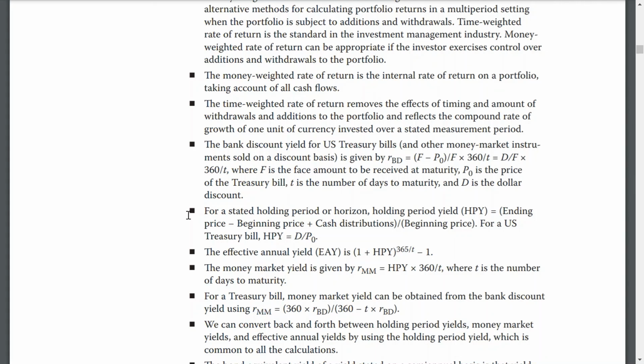The bank discount yield for U.S. Treasury bills and other money market instruments sold on a discount basis is given by RBD equals F minus P0 divided by F, multiplied by 360 divided by T, equals D divided by F multiplied by 360 divided by T, where F is the face value amount to be received at maturity, P0 is the price of the Treasury bill, T is the number of days to maturity, and D is the dollars discount.